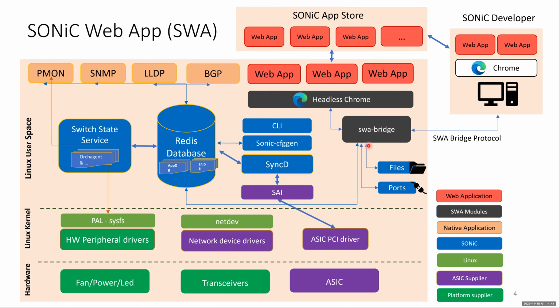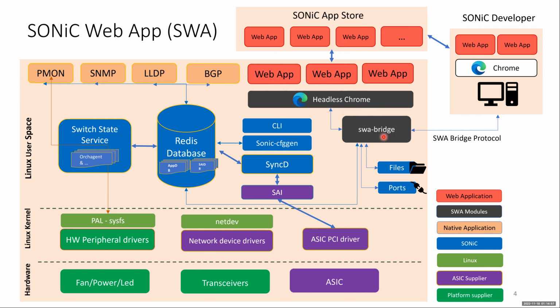Okay, so this is the architecture of our SONiC web app, also called SWA. We can see in SONiC, we add a new module called the SWA Bridge. On top of it, we have a Chrome browser, and it will host multiple web applications. We can even download a new web application from the App Store.